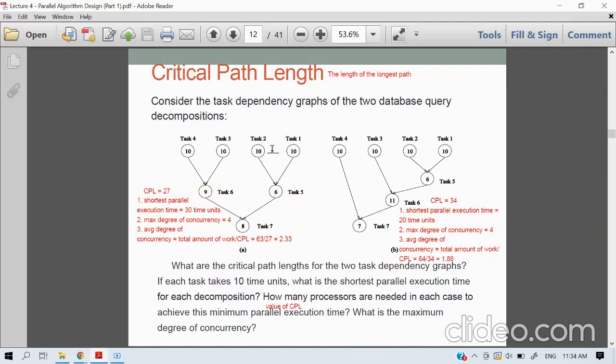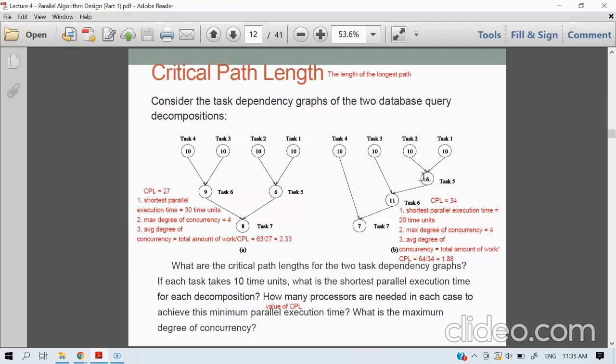So when you are given this kind of question, you need to consider all the paths. After you calculate all the paths, you need to find out which one is the longest path. The longest path is actually our critical path length.